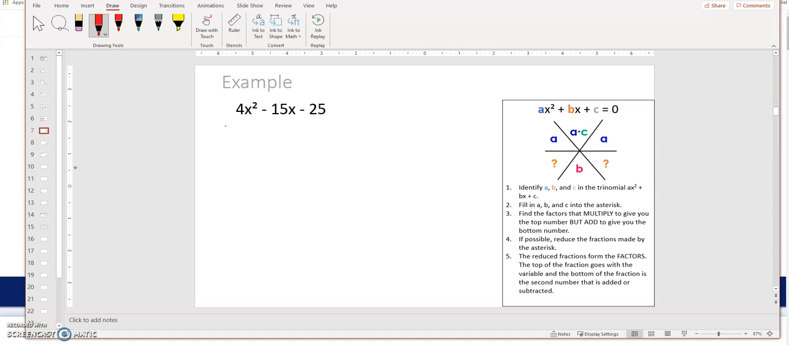Step 1 is identify A, B, and C. So A would be 4, B is -15, and C is -25. All right, step 1 is done. Step 2, fill in A, B, and C. Okay, no problem. Whoops, let me redraw that. That was terrible. Okay, let's try again. There we go. All right, so A is 4. 4 goes on the top. In the top middle, I have A times C. So 4 times -25, which is -100. And then on the bottom, I'm going to have -15.